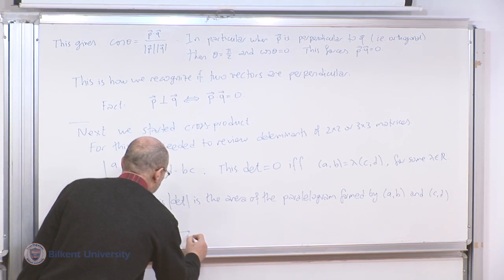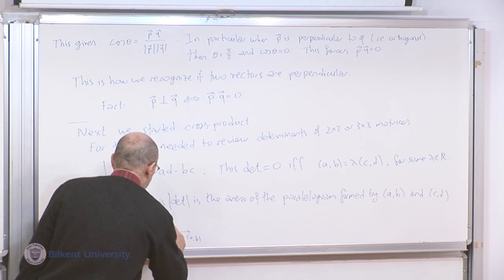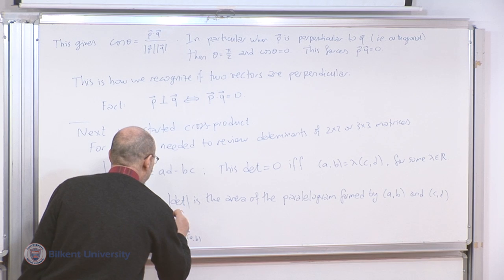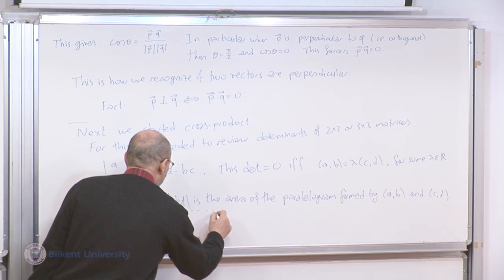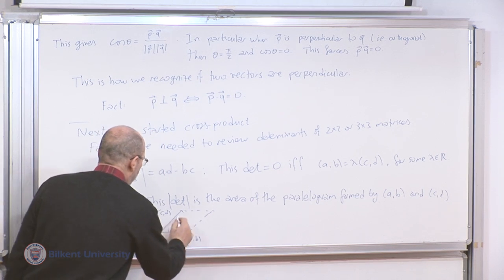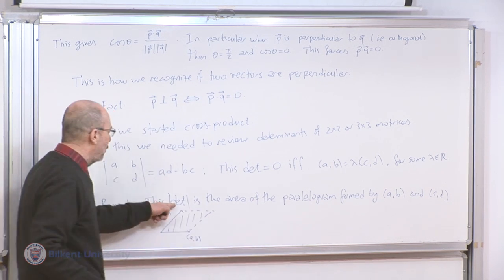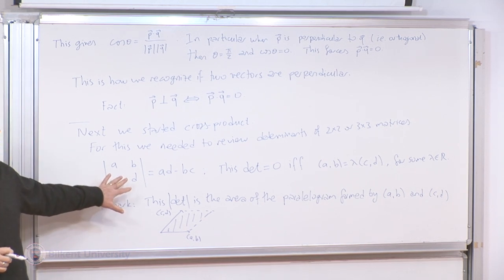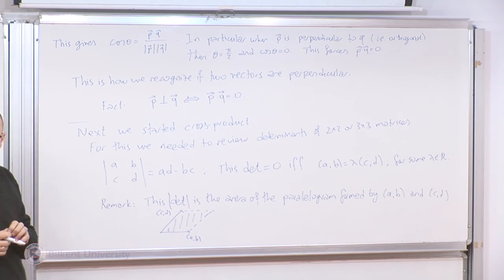So this is the vector AB. This is the vector, okay, we can go up to here, CD. Then consider this parallelogram. This area is the absolute value of this determinant. It is always useful to keep in mind such geometric information. It's not superfluous because it gives you an idea about what to expect in the next stage.